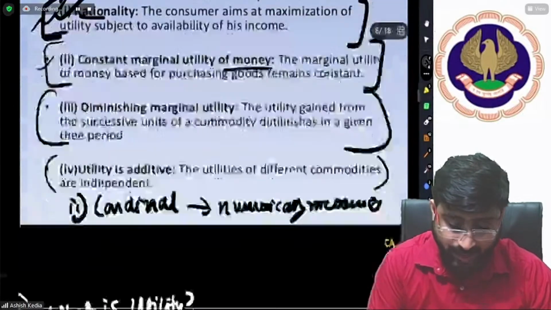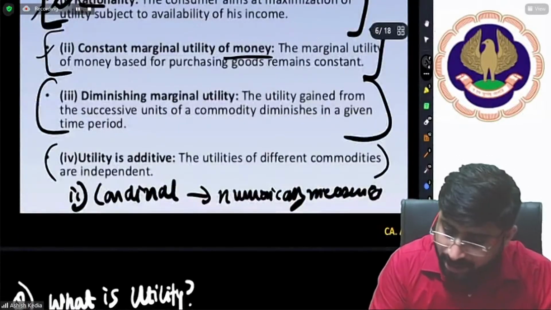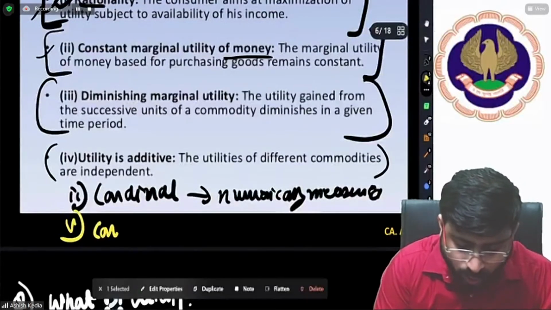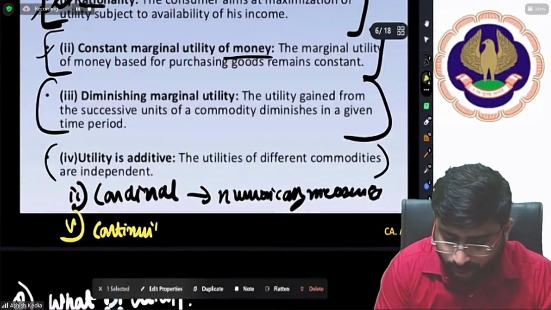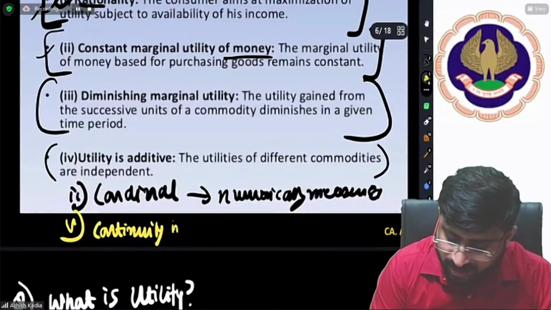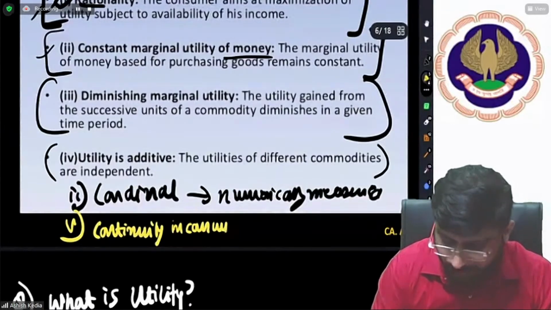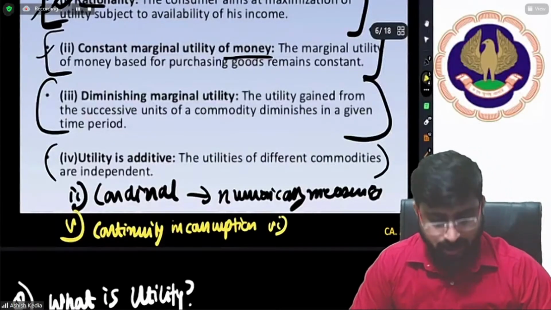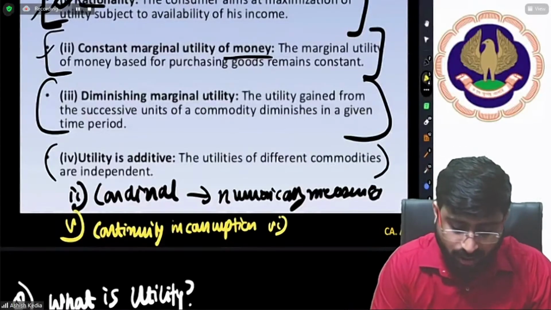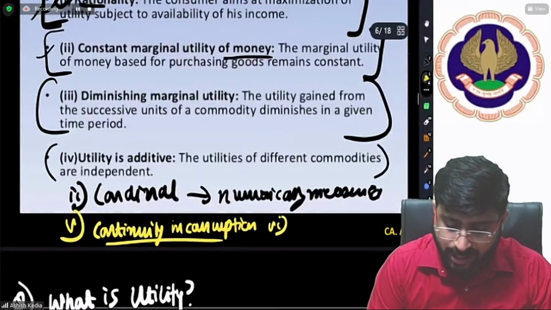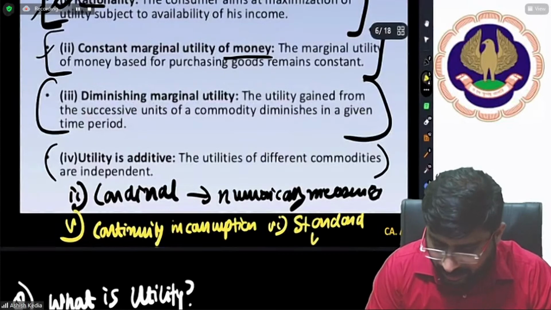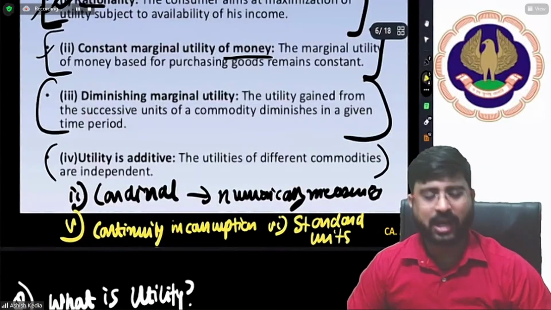The next assumption is a very important assumption. There should be continuity in consumption. There are two major assumptions. Remember this, these two are very important. So pay attention: continuity in consumption and standard units to be consumed. Sir, we did not understand this. I will explain. I'll help you out.